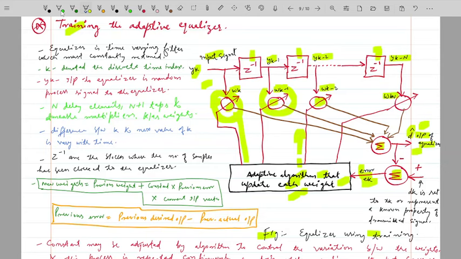Here d of k is set to x of k. What is x of k? X of k is the signal that was transmitted, and y of k is the input signal for the equalizer used in the receiver. Basically we want x of k, which we have transmitted, at the output. If you have not watched my previous video, please watch it, as all these things are discussed in that video.